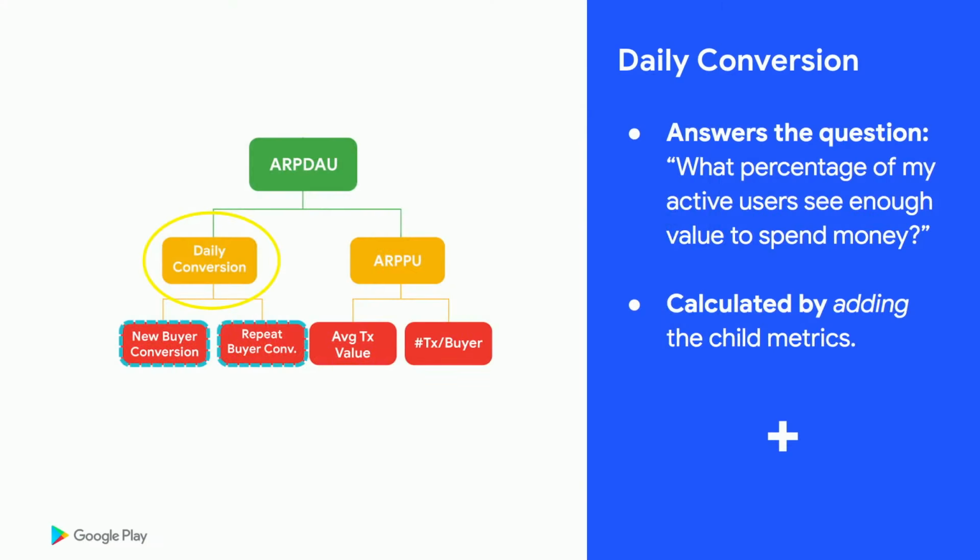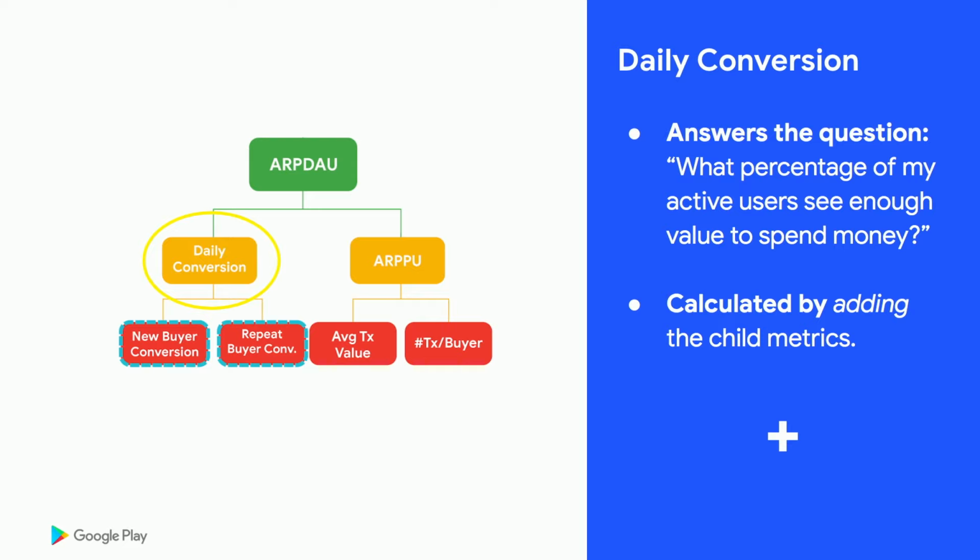Starting with our primary monetization metric of daily buyer conversion. Again, this is the unique number of users that made at least one purchase in a day, divided by the unique number of active users you had. Now in this case, you can get your total daily buyer conversion by summing your new buyer conversion rate and your return buyer conversion rate. So both of those values on the bottom, new buyer conversion and repeat buyer conversion, are normalized by your unique daily active users, with the numerator summing up to the total unique buyers in a day.